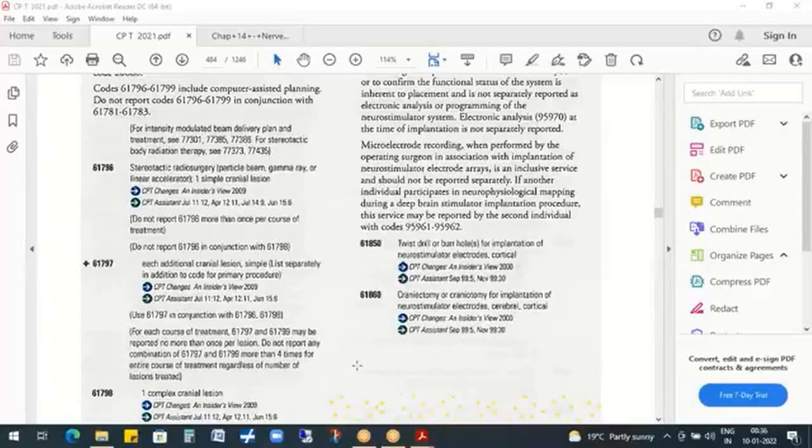Okay. Now 61799 is a complex lesion, but I didn't give you the complex. I have given only simple cranial lesion. 6 are destroyed. 61796 for the first lesion. How many lesions are remaining? 5, but we cannot code for 5. We are coding up to 4. 61797 into 4 times. Understood? Is that clear? Yes, sir. So like this we need to code.